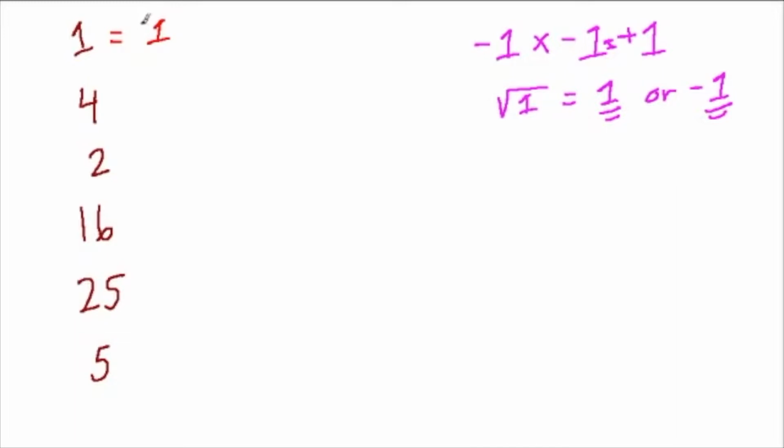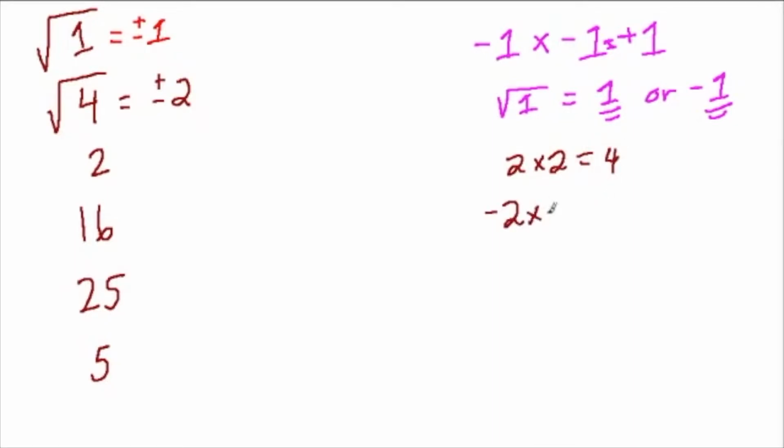A quick way to do that is to write a plus over a minus sign. So it equals positive or -1. That's what you're saying right there. And the next one, the square root of 4, could equal positive or -2, right? Because 2 times 2 is 4, and so is -2 times -2.